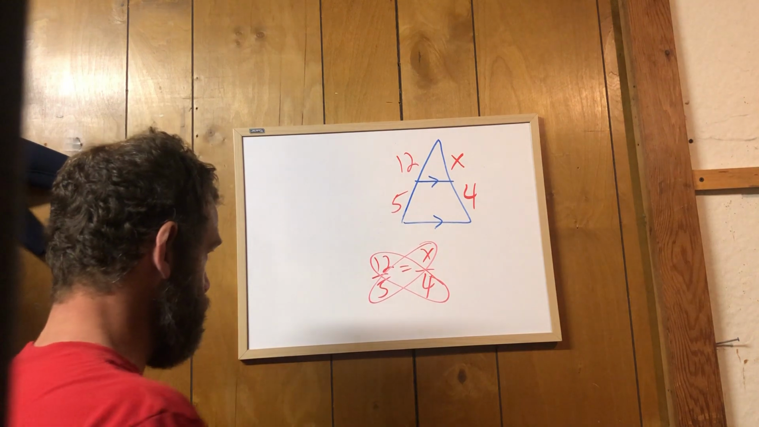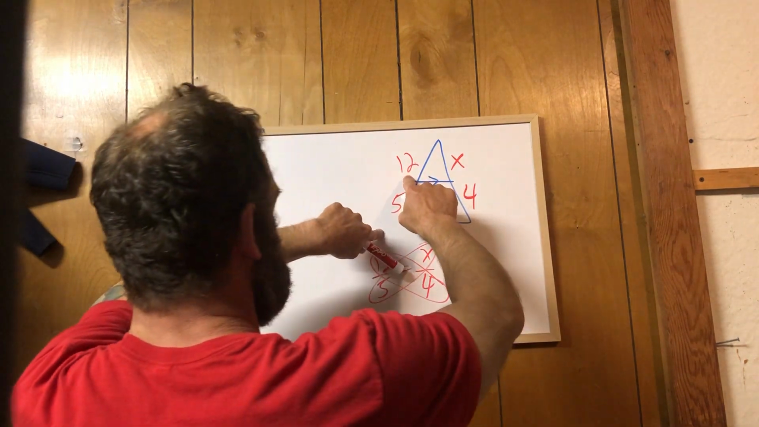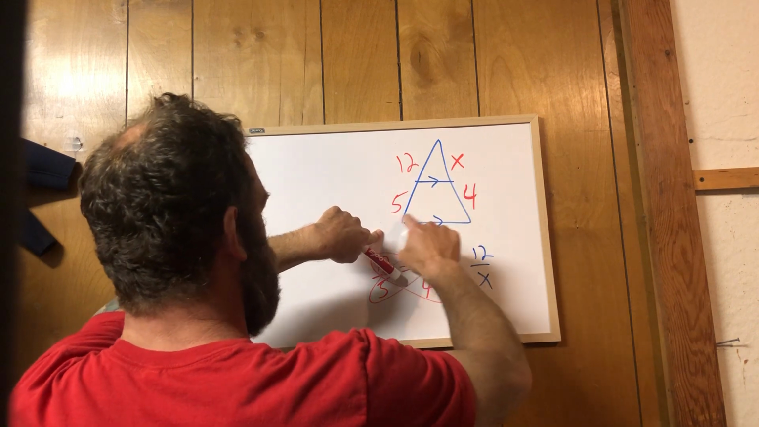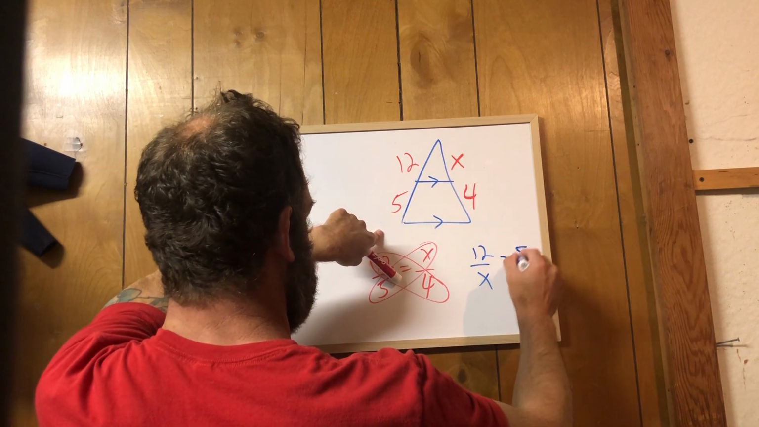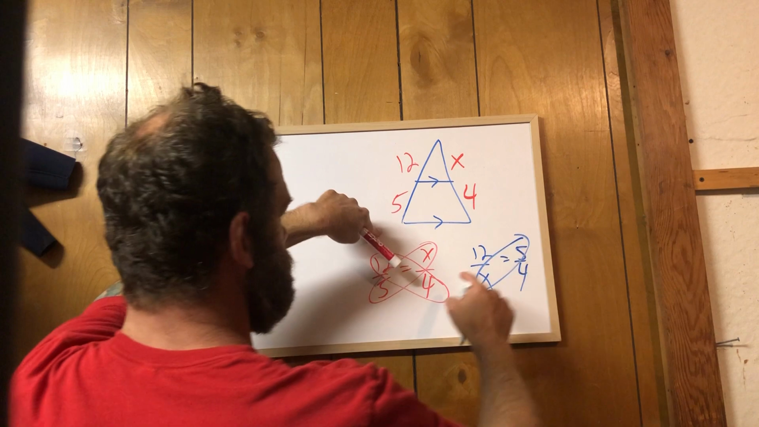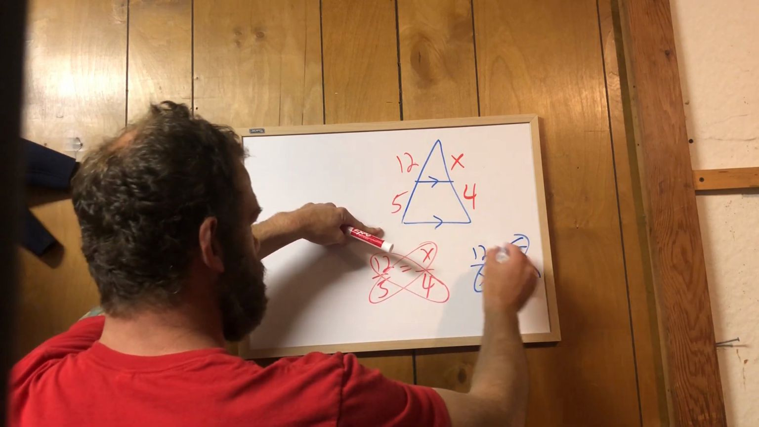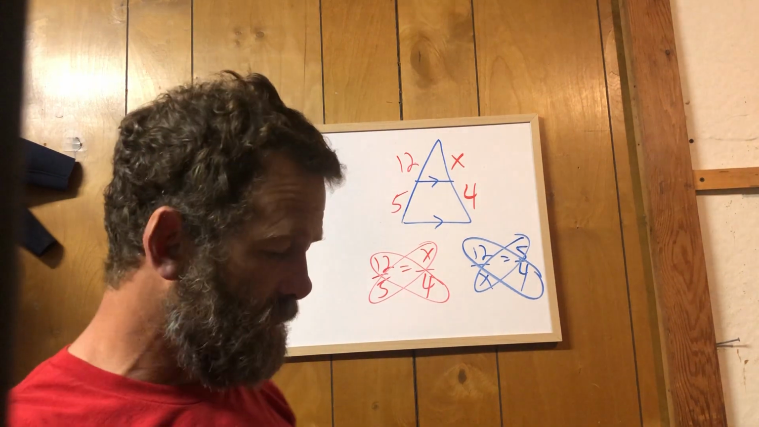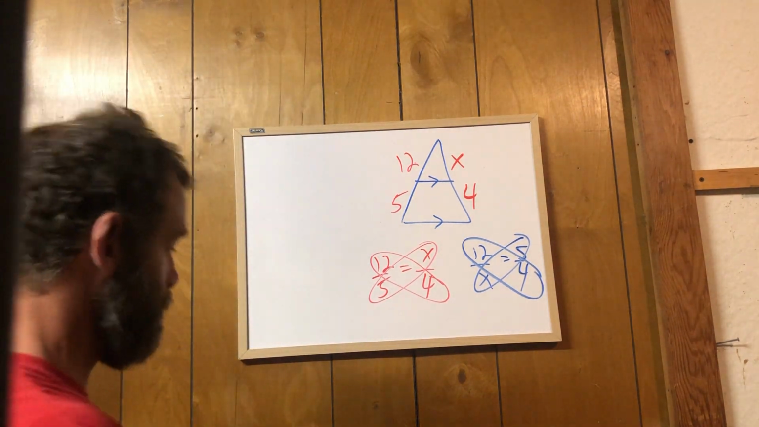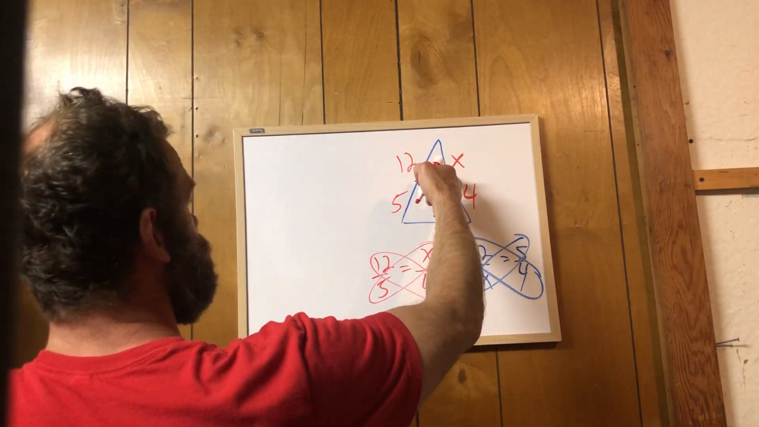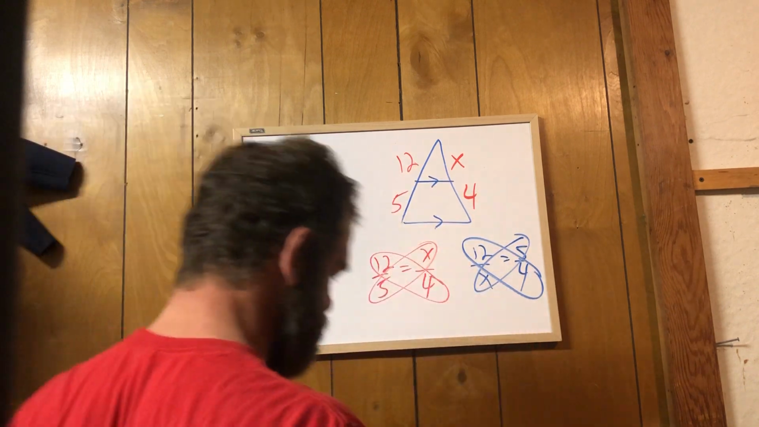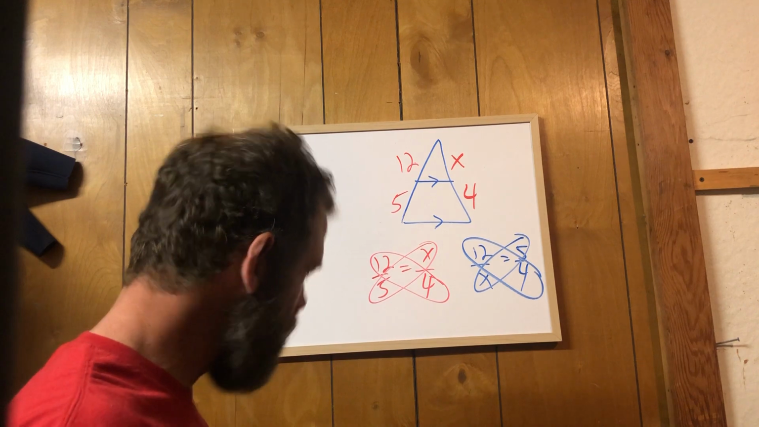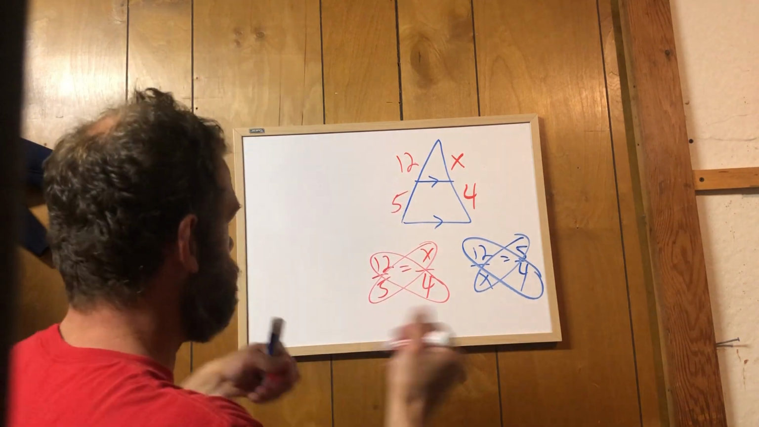Another way I could set it up is this. I could say this side over this side, 12 over x equals 5 over 4. And when you cross multiply, see how you're doing still 5 times x equals 48, which is 12 times 4. Another thing you could say is this. Look, I can separate these two triangles. Oh, actually, let's do this. I think the next example is going to make a little more sense. No, I'll go ahead and do this.